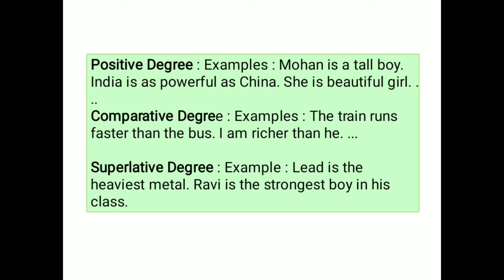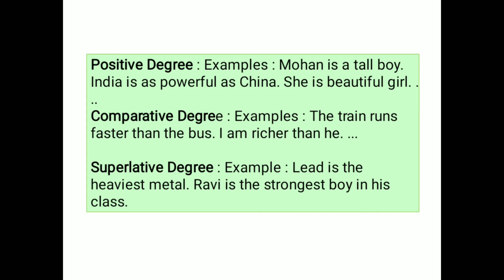So here, when we compare both the train and the bus, we can understand that the train is faster than the bus. Here the difference can be understood. The words faster than highlight the difference. I am richer than he. Richer and than highlight the difference. This is called comparative degree.